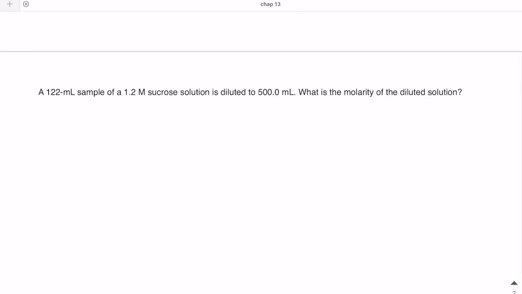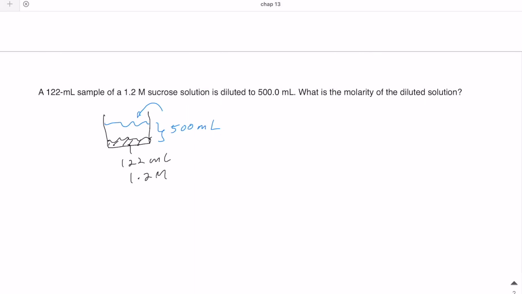Okay, let's take a look at an example of a dilution problem. We have a 122 milliliter sample of a 1.2 molar sucrose solution, which is diluted to 500 milliliters. And the question is, what's the molarity of the diluted solution? So it's always useful to have a drawing so you can imagine what the problem looks like. You originally have a 122 milliliter, 1.2 molar solution, and it's diluted. So that means you're adding water to this until the volume, after you add the water, is 500 milliliters. So the question is the new concentration.